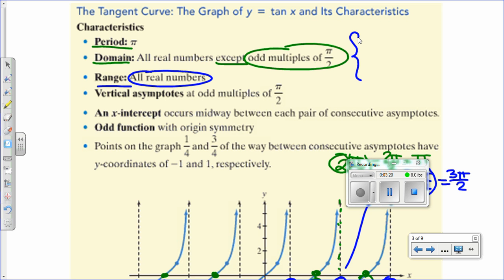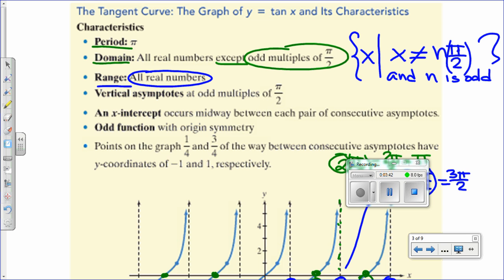I would say something like x such that x does not equal n times pi over 2, and n is odd. Now, if you want to get fancier, you could say n is not divisible by 2. Or no, 2 does not divide n. That's another way you could say n is odd, because it cannot be divided by 2.